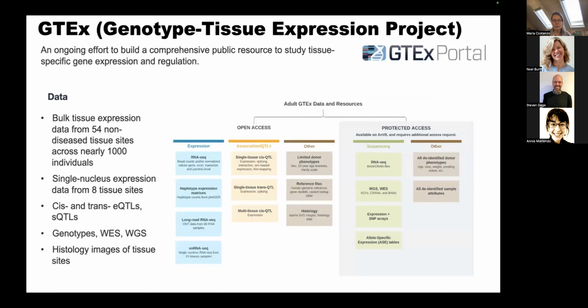Okay, so GTEx, which we already mentioned, and I think many of you are familiar with, is another of these data coordinating centers or DCCs. The main part of their data is just bulk expression from 54 different tissue sites in 1,000 donors. They're also starting to look at single nucleus expression data from 8 different tissue sites. And they also call expression and splicing QTLs. So these are variants that are associated with different levels of expression of a gene or different splicing patterns of a gene. They also have some genotypes and genome sequences and some histology images of the tissues that they look at.